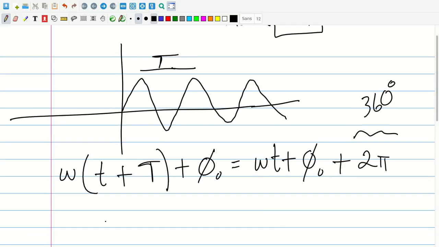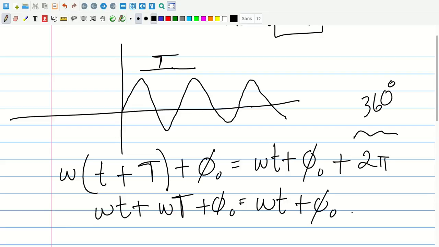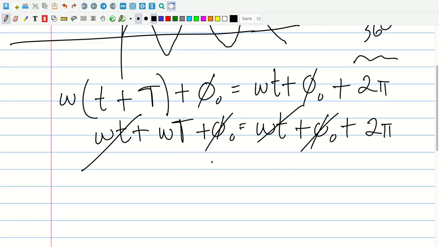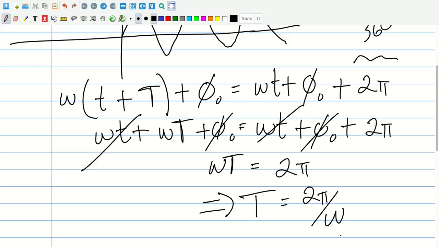And so what we end up getting, if we expand on the left side and the right side, is cancellations, and we end up with this nice equation that we usually see in simple harmonic motion. Omega T equals 2 pi, and so that implies that the period equals 2 pi over omega.